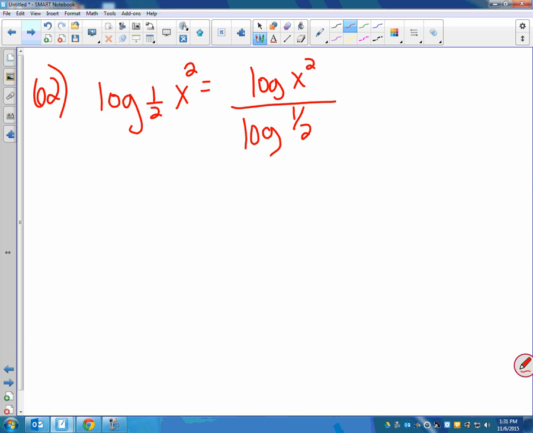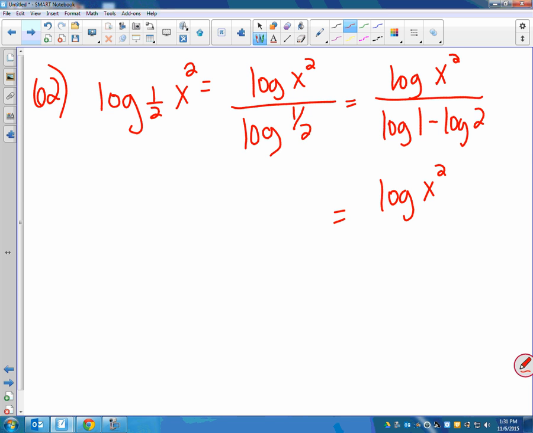Change the base. Even though I'm changing it to log base 10, could we change it to log base 2? I don't know. We can go back later and change it. I'm just going to go with it. I might have to change my mind. I'm not promising this is the right way. I'm just going with what we did on 36. So could I write this as log 1 minus log 2? So that would be log x squared over negative log of 2.